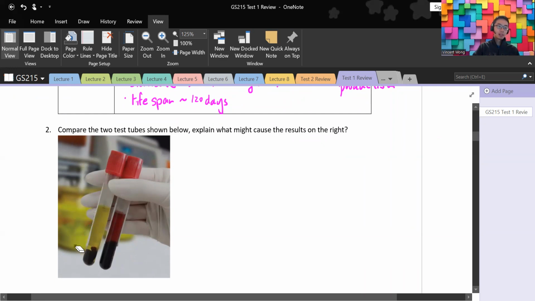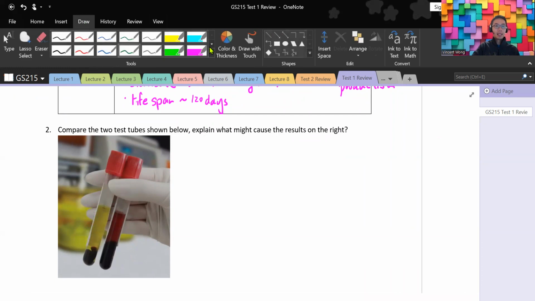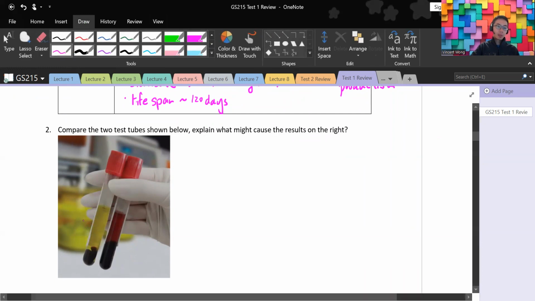Normal. What's going on with the right one? The one on the right side. Anybody want to guess what's wrong here? So this is the normal fractionated blood. That's what it's supposed to look like, right? With the plasma on top and the red cell at the bottom. And so if you look at the one on the right, the plasma is not yellow, right? It's red. So does anybody know what might be wrong with it?